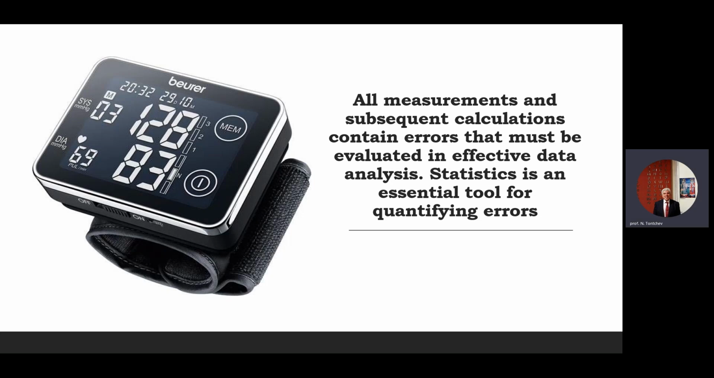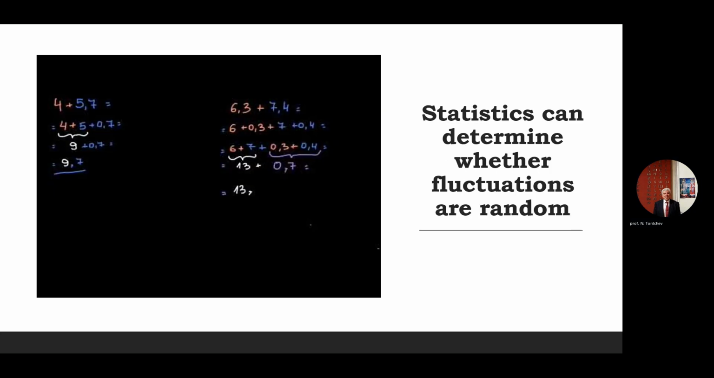All measurements and their subsequent calculations contain errors that must be evaluated in effective data analysis. Statistics is an essential tool for quantifying errors. Systematic errors are the result of repeated but incorrect results entered during the data collection process. They are difficult to evaluate statistically. Systematic errors result from faulty measurement equipment, observer bias, for example read error, etc., and other repeated but incorrect results. Random errors result from imprecise measurements that give random fluctuations about the true value.